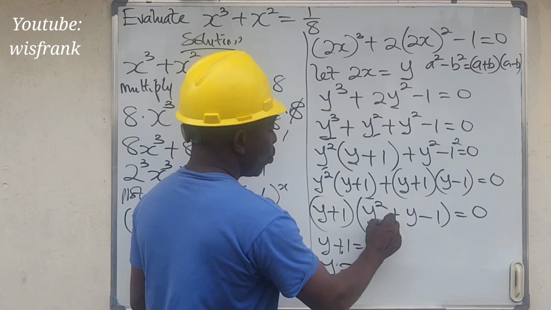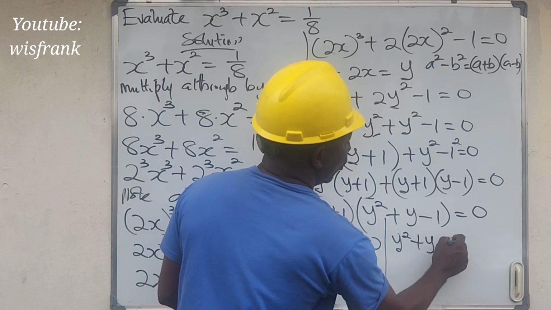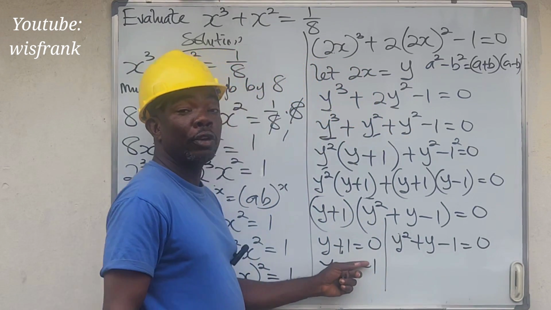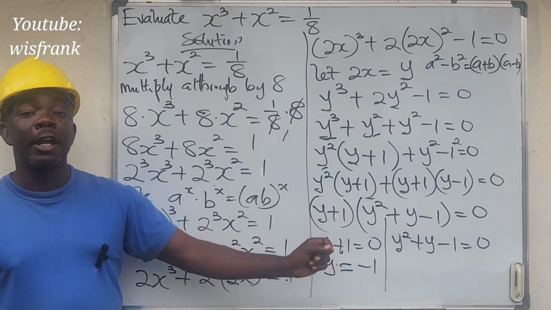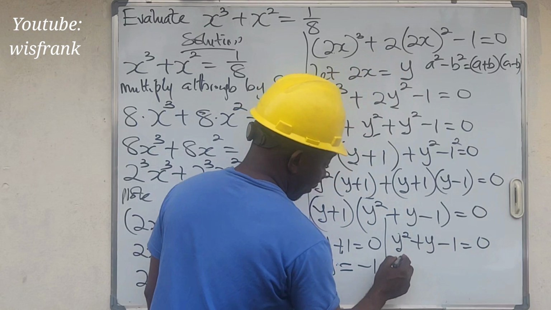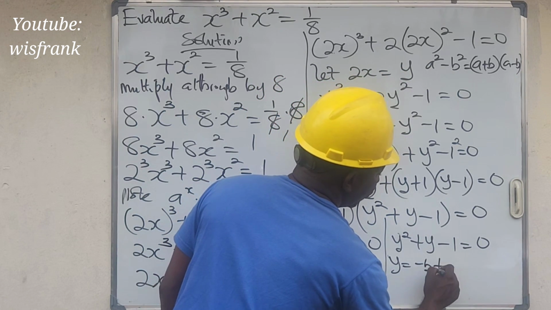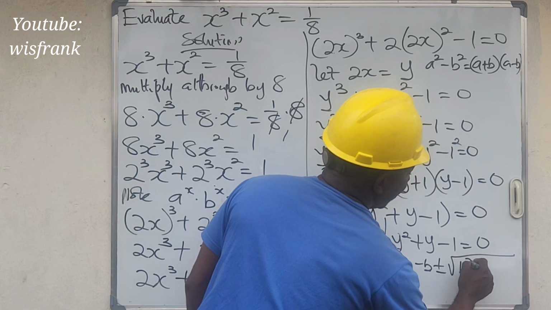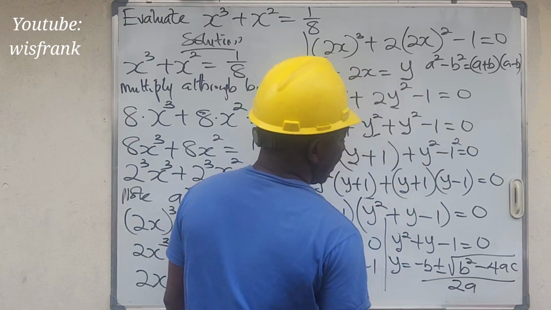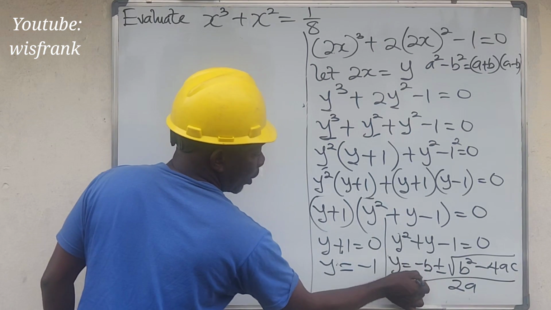And for the second one, we have y to the power of 2 plus y minus 1 equals 0. So for this quadratic equation, we are going to use the quadratic formula to find the value of y, where y equals minus b plus or minus the square root of b to the power of 2 minus 4ac, all over 2a. So as we said, we have the quadratic formula here.